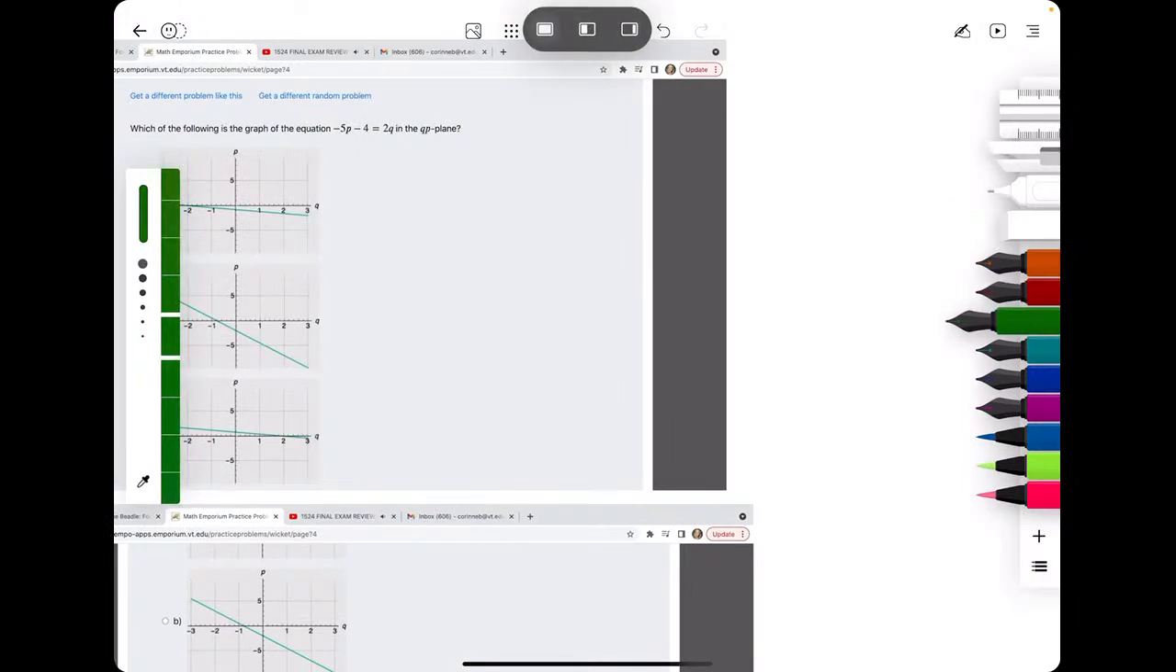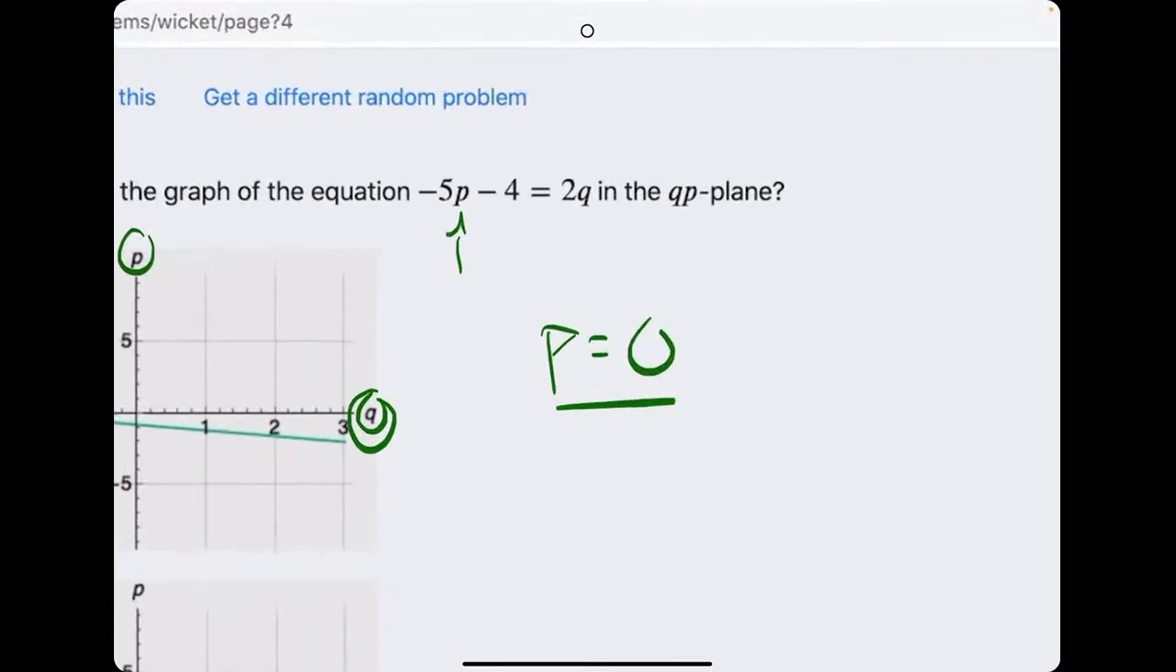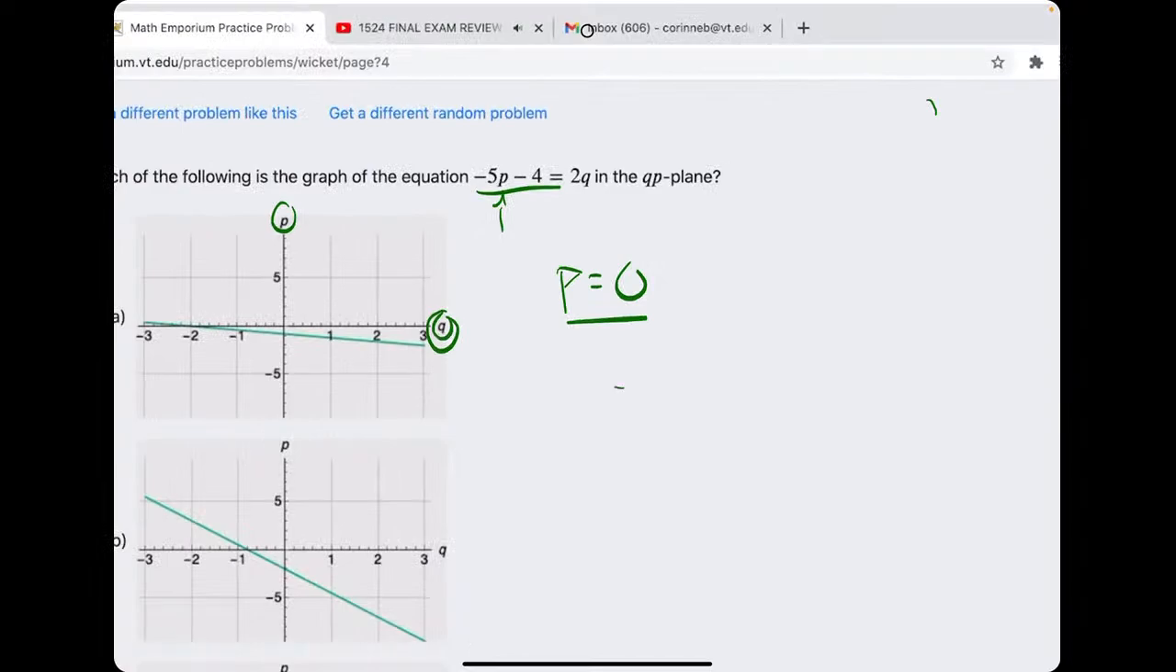So pulling these up, very similar process. Because we have a p-axis and a q-axis, in order to find the q-intercept, we will set the opposite variable equal to 0. P equals 0 plugged into this equation would give us -5 times 0 minus 4 equals 2q.